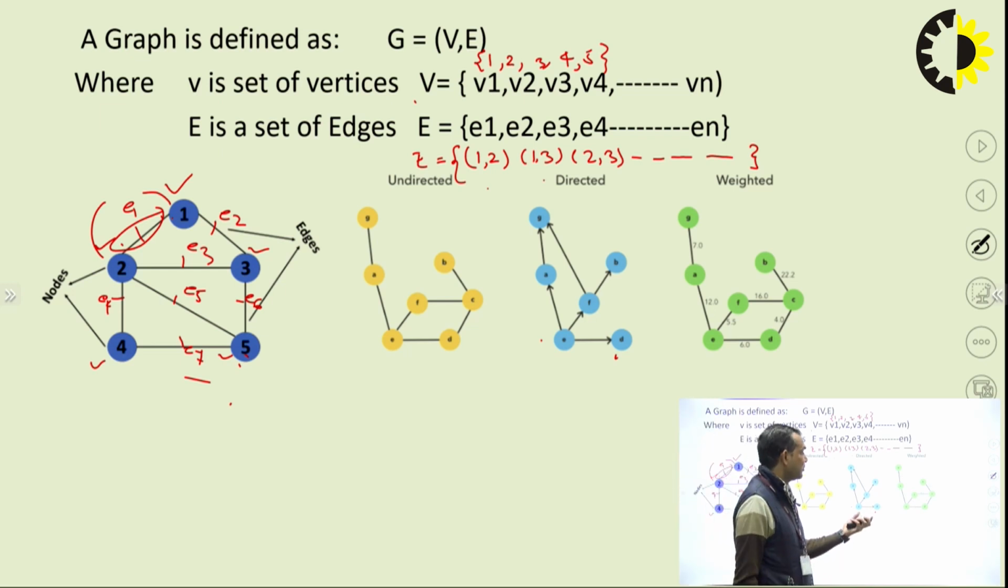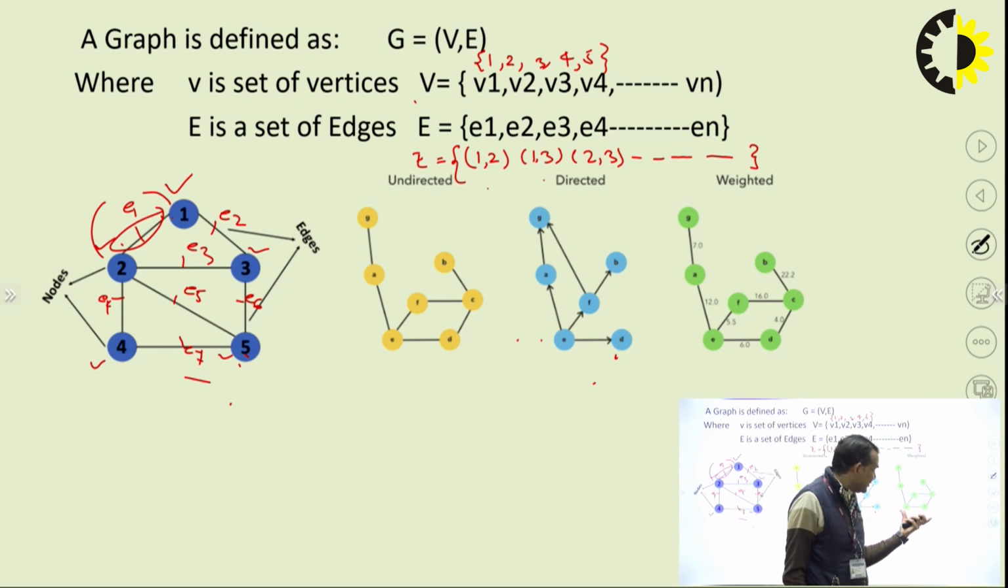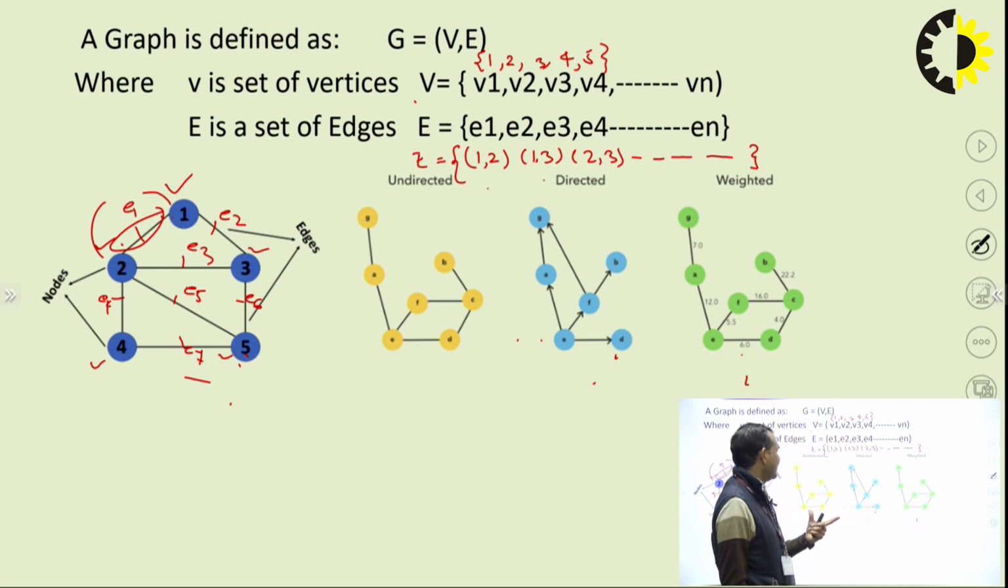But when we are talking about the directed graph, we can move only in one direction. There it is not bidirectional. Again, when we have assigned some value on that edge, that graph is known as the weighted graph.